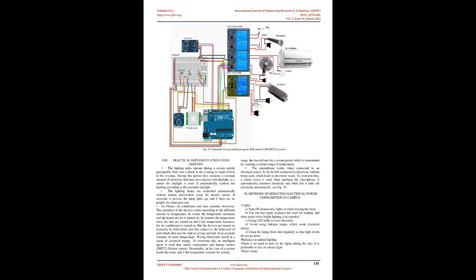VIII. Practical implementation using Arduino. The lighting poles operate during a certain period, presumably from 4 o'clock in the evening to 8 o'clock in the evening. During this period they consume a constant amount of electricity that does not coincide with daylight, so a daylight sensor is used. It automatically controls the lighting according to the available daylight. The lighting lamps are controlled automatically without human intervention using the motion sensor. If someone is present, the lamp lights up, and if there are no people, the lamp goes out.